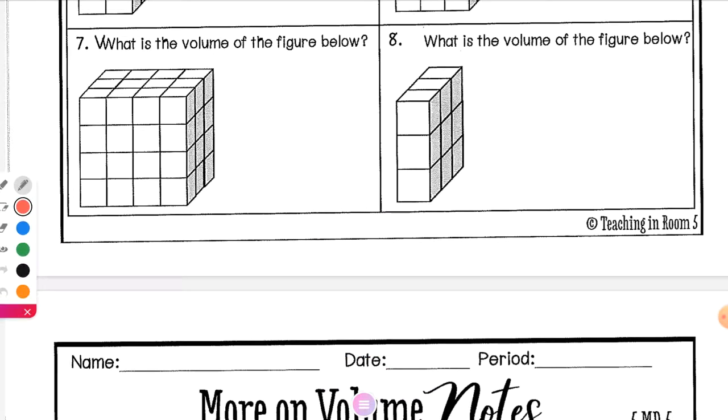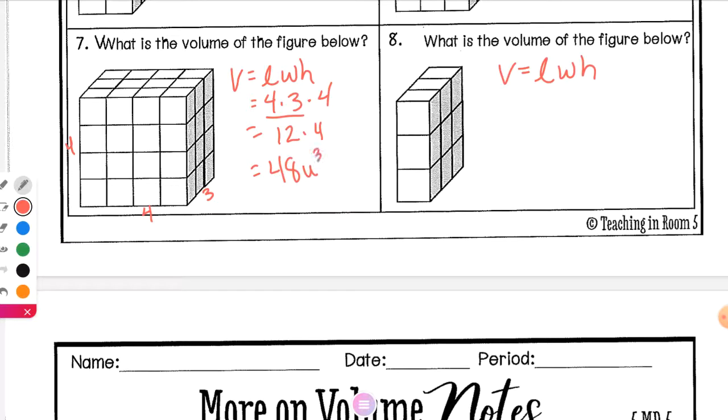Okay, next one, I'm going to write V equals length times width times height. Dawson, what am I going to substitute in for number 7? They're going to substitute in 4 times 3. And then, what's my height? Height is 4. Okay, so 4 times 3 times 4. So then you should have 12 times 4, which is 48 cubic units.